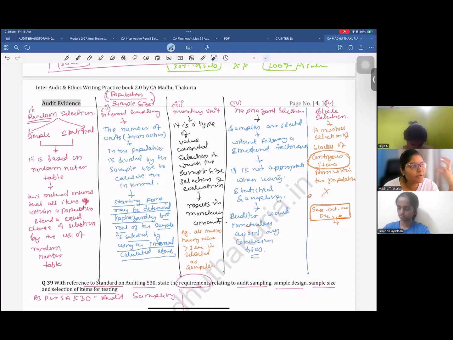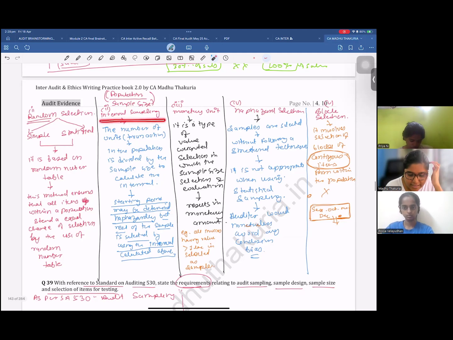Then comes the more interesting method, that is interval sampling. And during my audit life, like I'm talking about 2013 to 2016, when I was doing my articleship, I have used this method the most. That is interval sampling whenever I would take the sample for sales and purchase transactions.